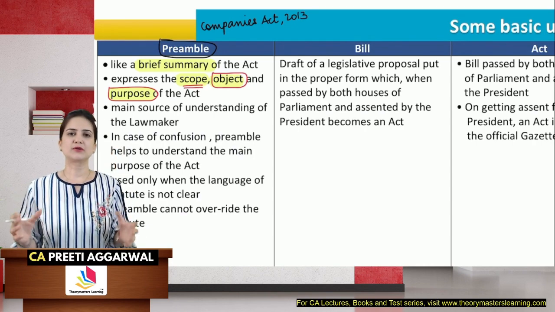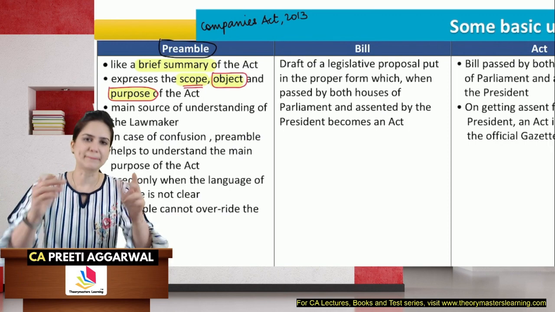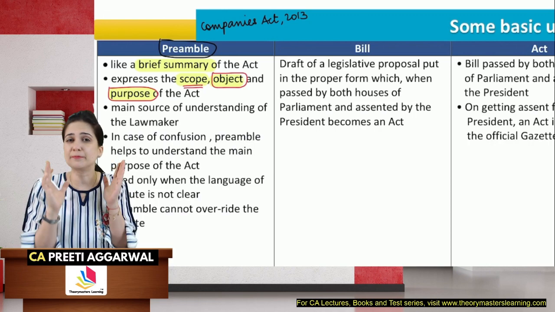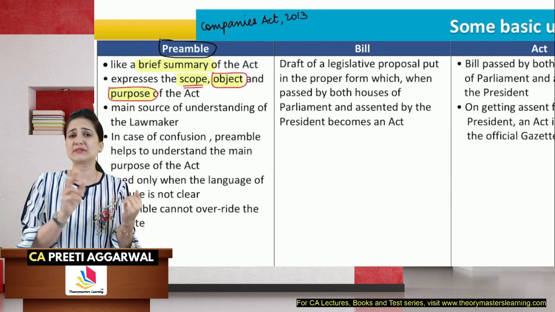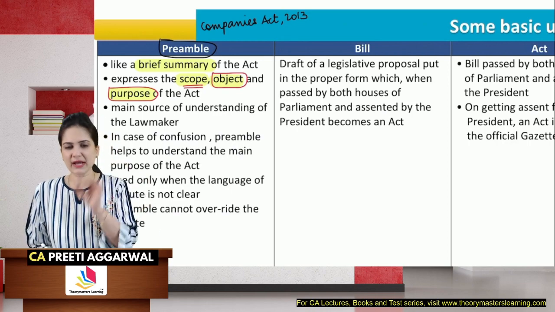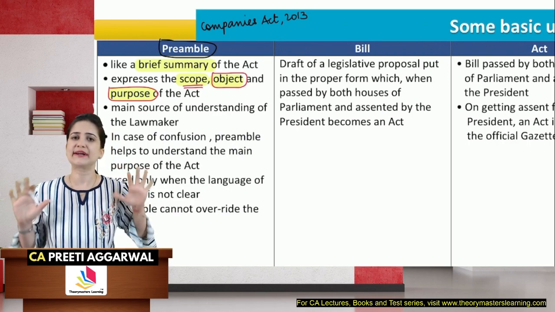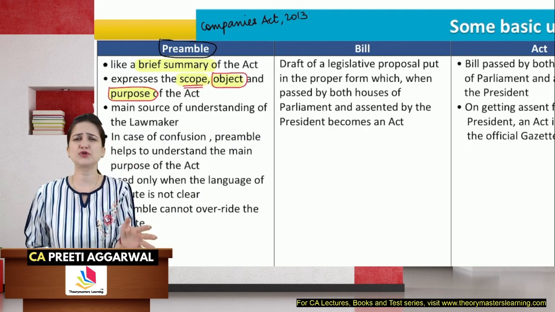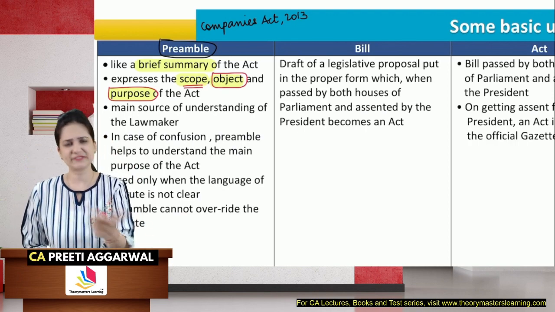It is an act to consolidate and amend the law relating to companies. The word companies is used, which means that this act applies to companies only. It does not apply to proprietary business, partnership business, or HUF. It is a law made to amend and consolidate the law relating to companies. It is so very clear, and that is given in the preamble. So if you have any confusion whether this act applies to your business or not, refer to the preamble.